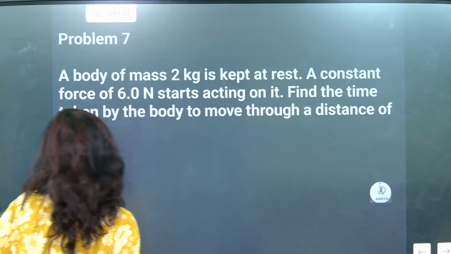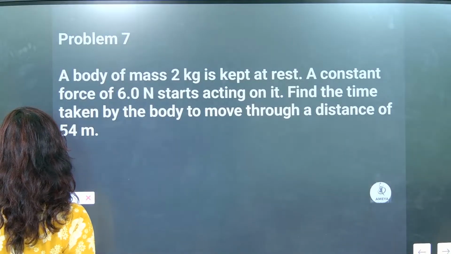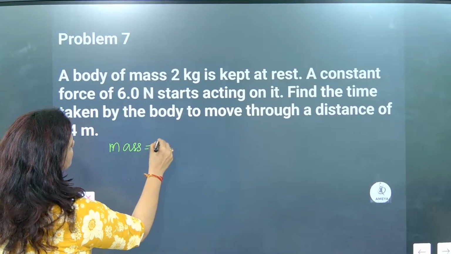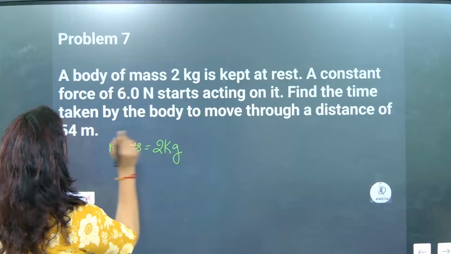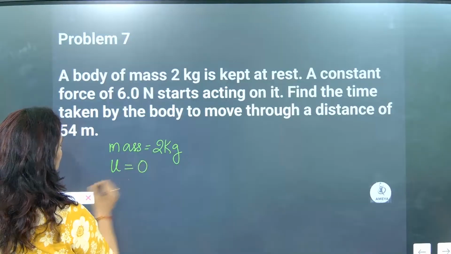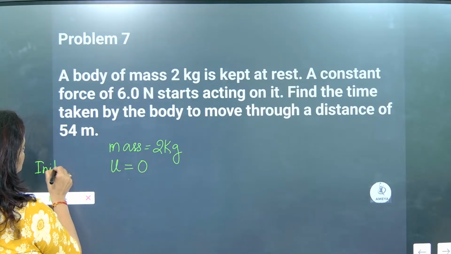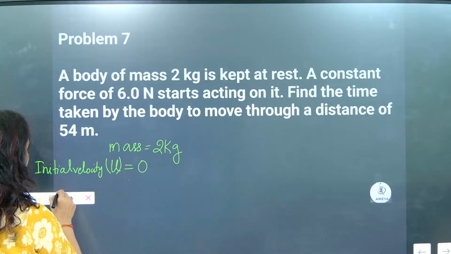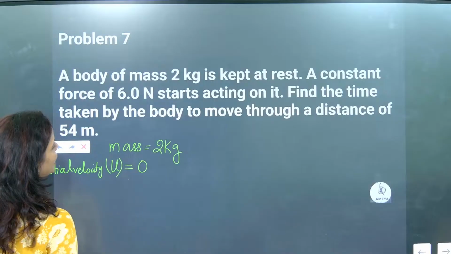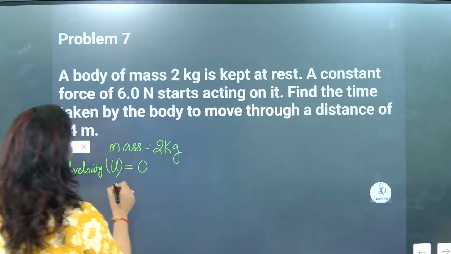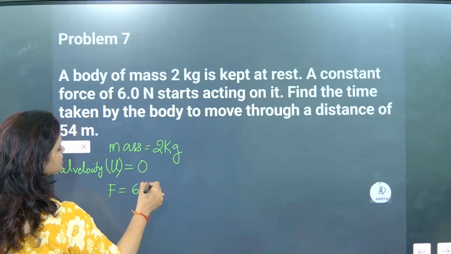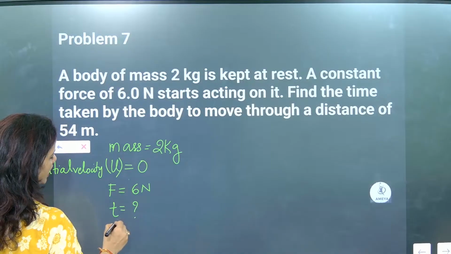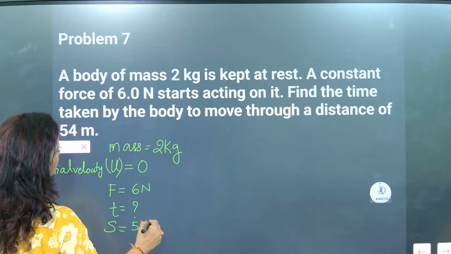Now look here. First, all the preliminaries I am going to write. Check, children, what preliminaries are needed. First, mass is given. What is mass given, beta? 2 kg. Initial velocity u is equal to 0, because the body is kept at rest. After that, they are telling force. A constant force of 6 Newton started acting on it. And what is the time taken by it? The displacement is coming as 54 meter.